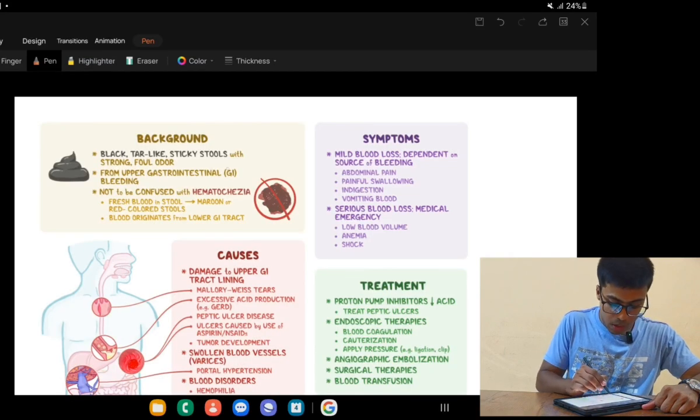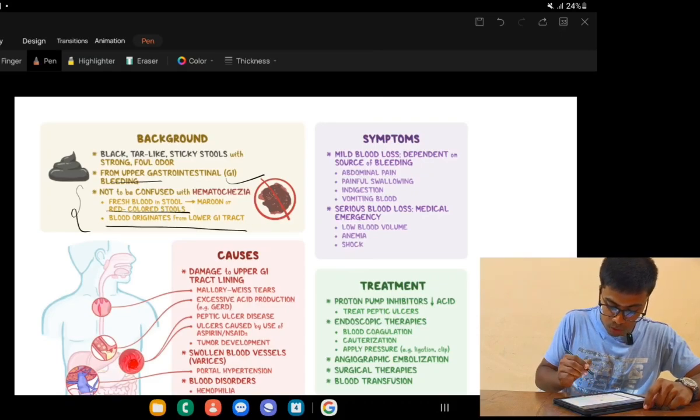And then we have background. There will be black tar like sticky stool with strong foul odor, that is melena. From upper GI, bleeding will be there, not to be confused with hematochezia. As I have discussed, fresh blood will be there, a red colored stool, blood originated from the lower GI.